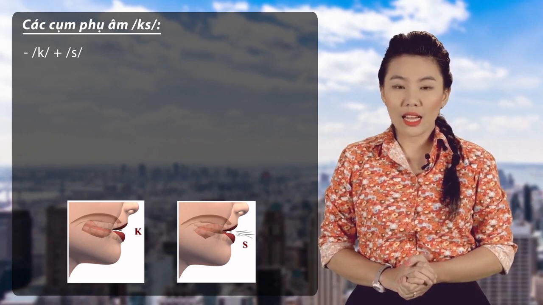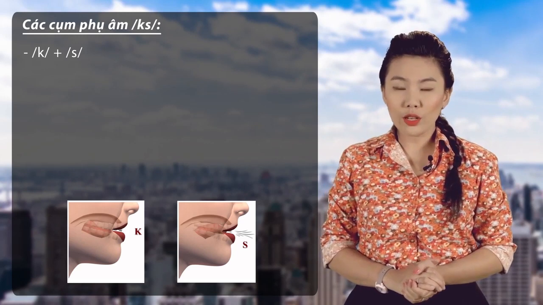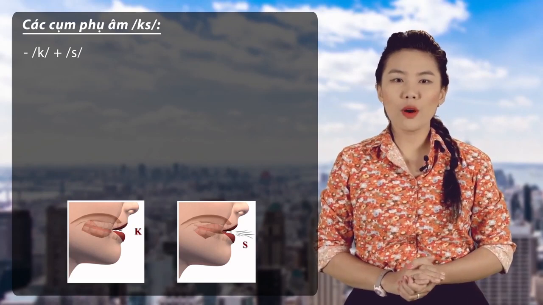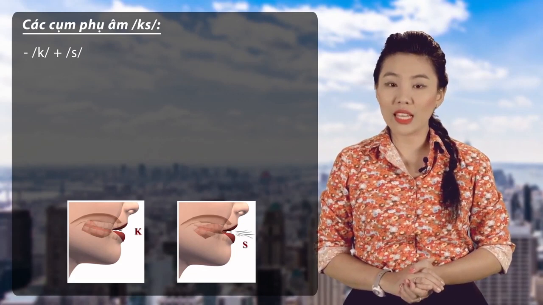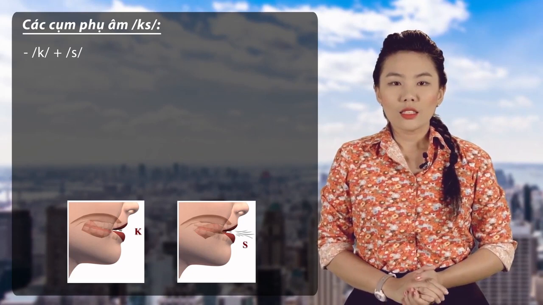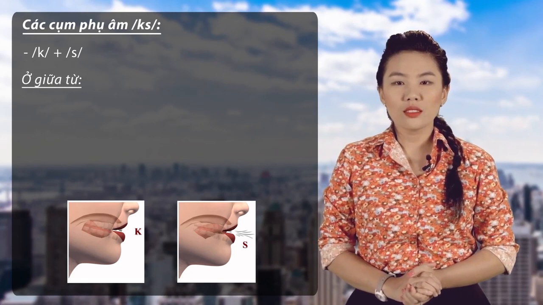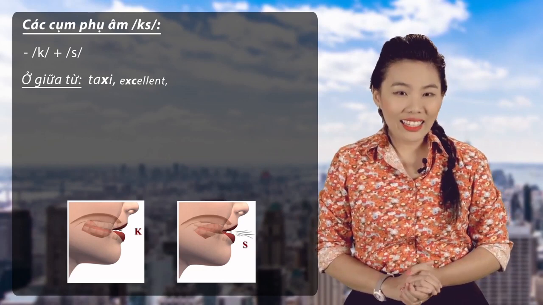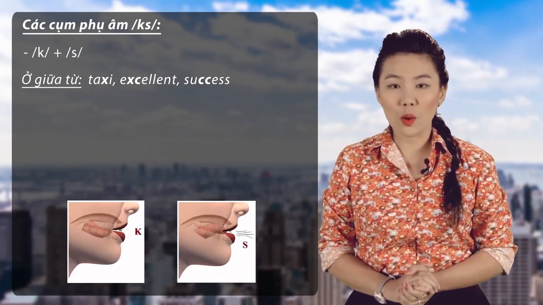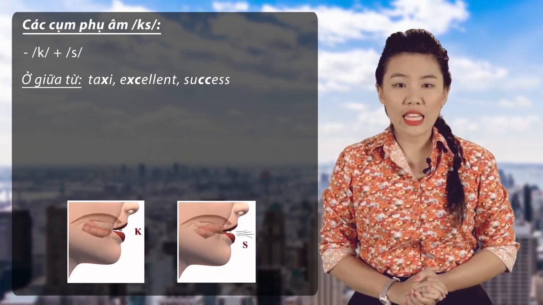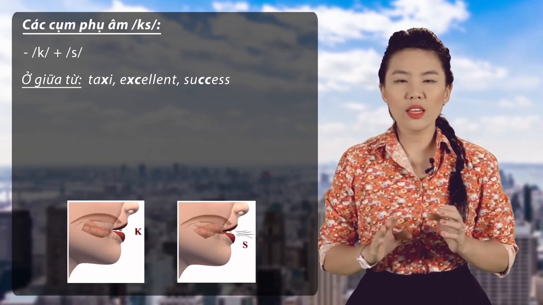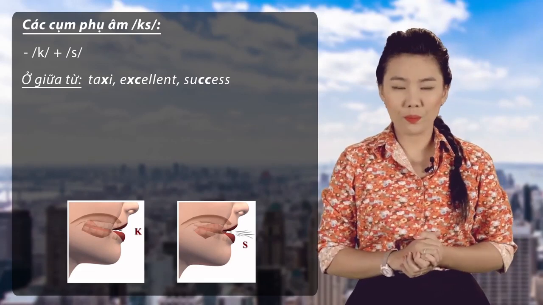Bây giờ chúng ta hãy thực hành ở giữa và cuối các từ. May mắn thay là tổ hợp ks không bao giờ xuất hiện ở đầu của từ trong tiếng Anh mà chỉ xảy ra ở giữa từ và cuối từ. Chúng ta có một số từ như taxi, excellent, success. Nếu bạn cảm thấy khó nói tổ hợp ks ở giữa các từ, vậy thì chúng ta có thể cắt phụ âm thành một nửa và nói hai phần một cách riêng biệt.